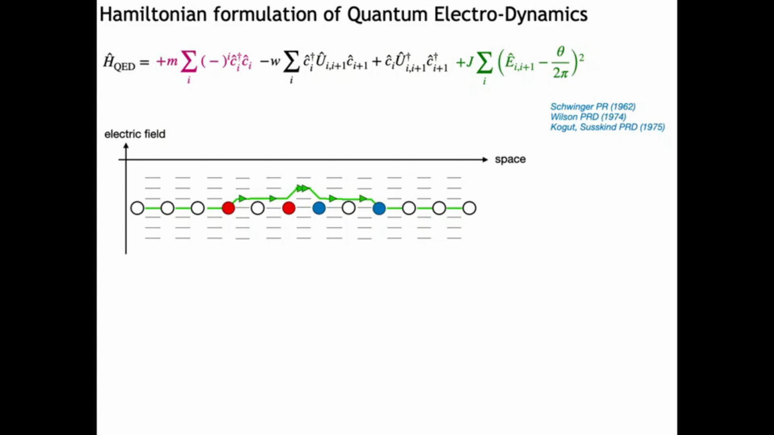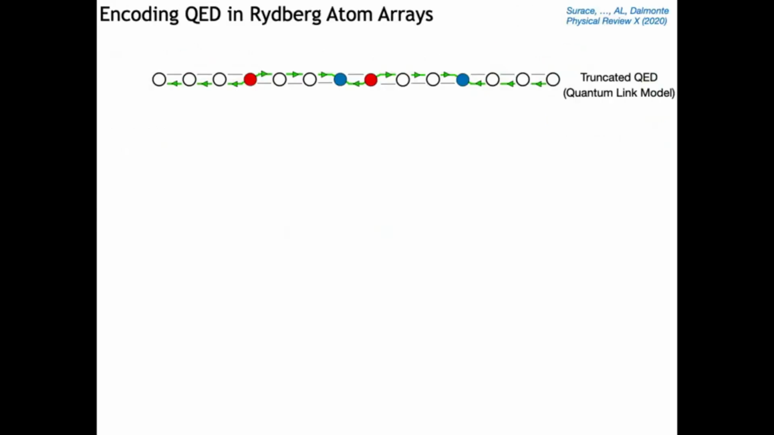Okay, so basically, we have to be able to encode, A, this kind of Hilbert space, so the degrees of freedom, and B, the gauge invariant transitions or forces or interactions, in the native functioning of our device, right? In such a way that, for example, we are not allowed to create a pair of particles without simultaneously changing the value of the gauge field, because this would violate gauge invariance. Okay, so how do we do that?